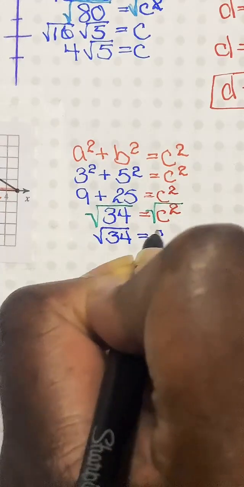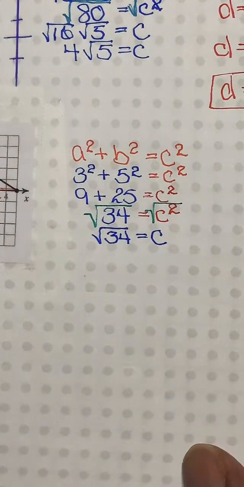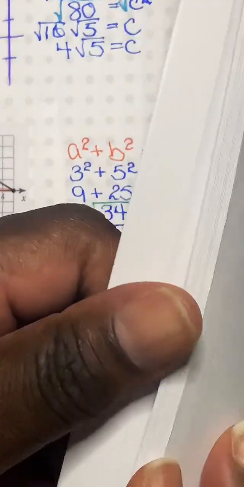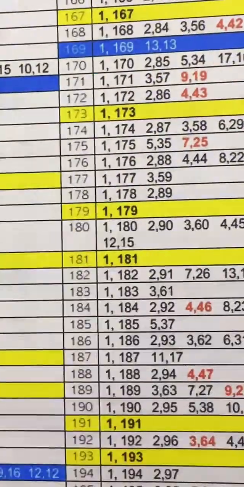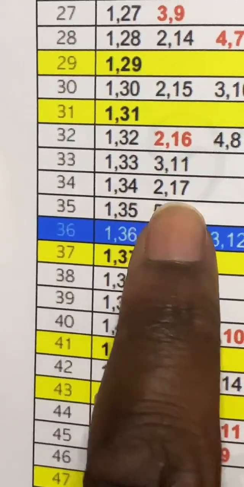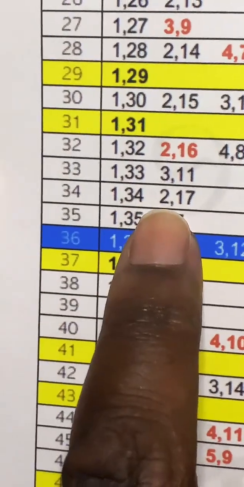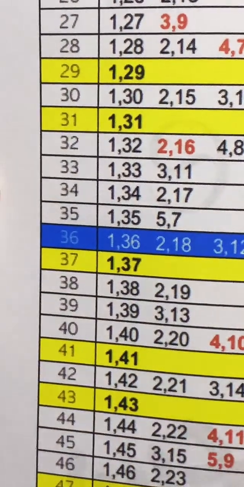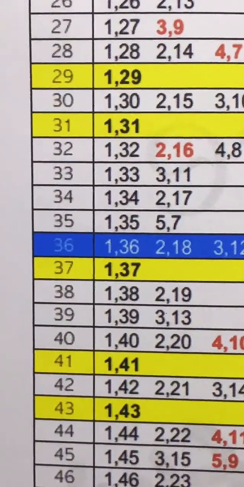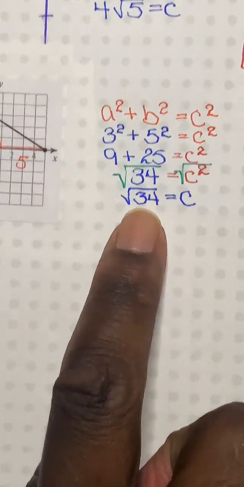So square root of 34 equals our C. Square root of 34, can that be broken down? Last time I checked, the only factors we have for 34 are 1 and 34, and 2 and 17. And those, 2 and 17, are primes. So we can't break down that radical of 34 because we can't get anything perfect out of it, okay? So we leave it as a radical.